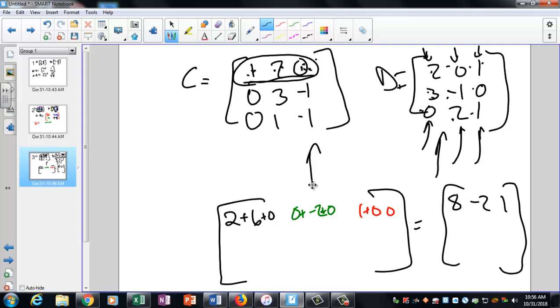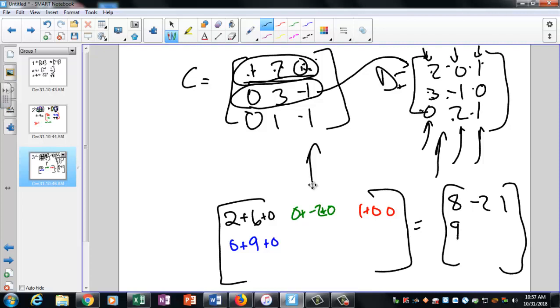Now, that's the first row. But you still got, now you're a third of the way there. Now you got to do the second row. So second row times the first column, second row times the second column, second row times the third column. Is that okay? So we got 0 times 2 is 0. 3 times 3 is 9. Negative 1 times 0 is 0. Do we agree? So that makes this piece here a 9.